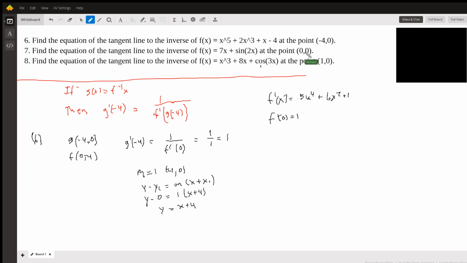And you would do the same kind of thing here. The inverse will go through 0, 0 here. The inverse goes through 0, 1 here. And you use the same theorem over and over. And after you do it a few times, I think you'll get used to it.